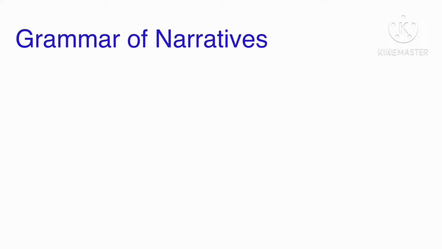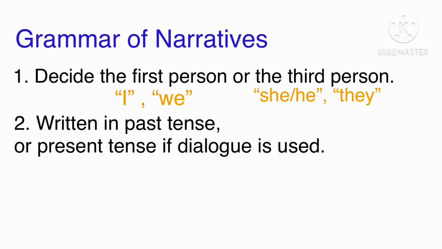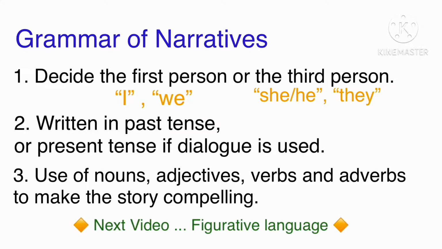Let's have a look at the grammar of narratives. The narrative can be written in first person (I, we) or third person (she, they). Narratives are often written in past tense, or present tense if speech marks are used. Use nouns, adjectives, verbs, and adverbs to make the story compelling. If you would like, you can include figurative language, which is similes, metaphors, alliteration, onomatopoeia, rhetorical questions, and repetition. We will go into detail about figurative language in the next video.